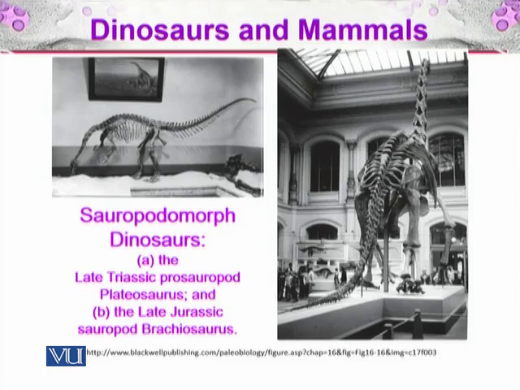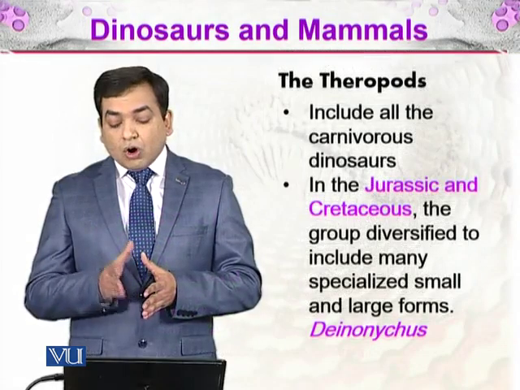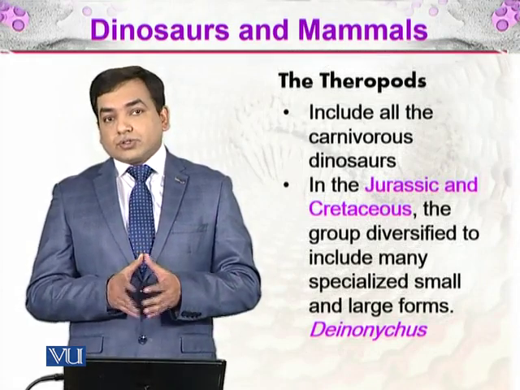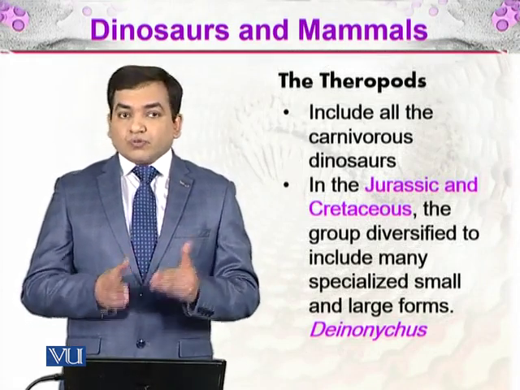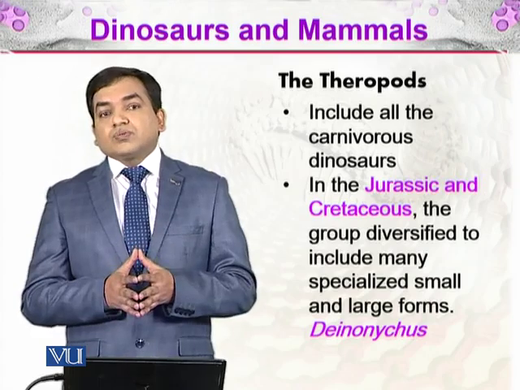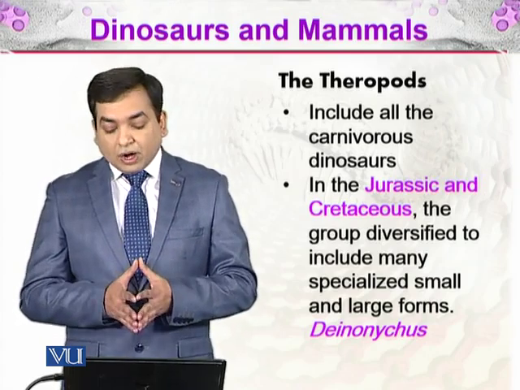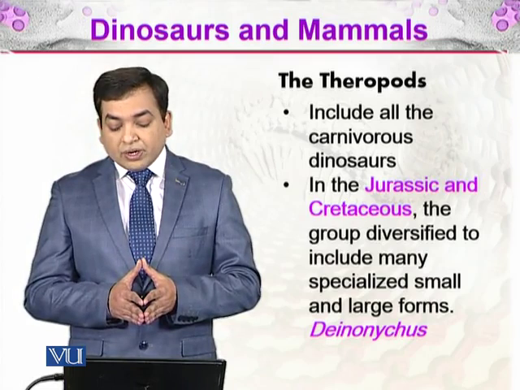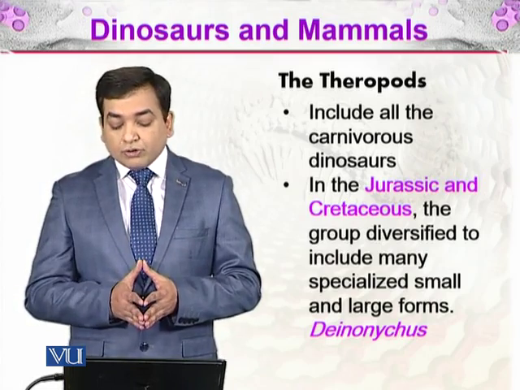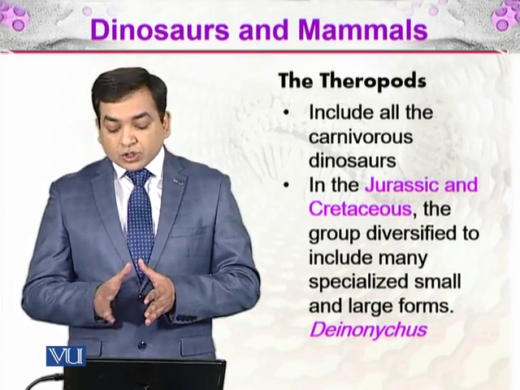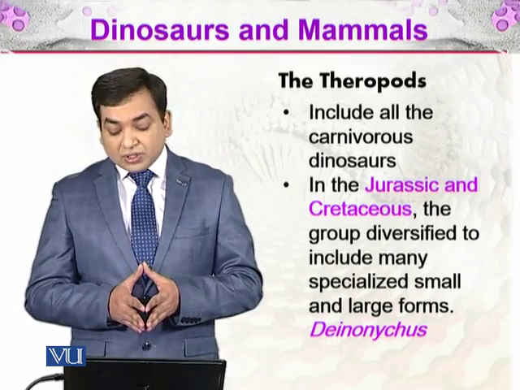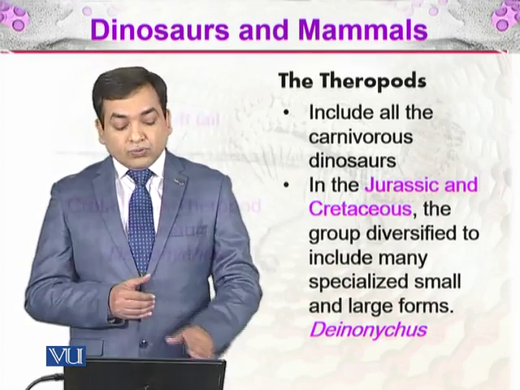And then there come the theropods. The theropods include all the carnivorous dinosaurs. So theropods are different from the earlier types, which were herbivores. Now they are the carnivores. In the Jurassic and Cretaceous, the group diversified to include many specialized small and large forms, and one of them is Deinonychus. So what is Deinonychus?